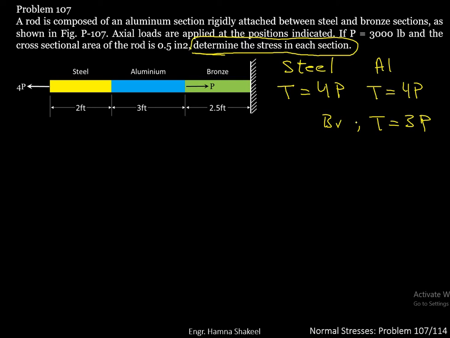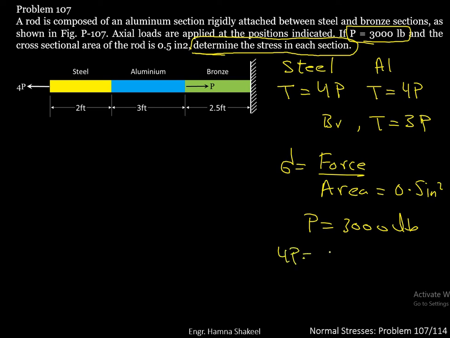So we have got the forces in each section, and to find the stresses, you can use the formula stress is equal to force per unit area. The area of all the sections is the same, equal to 0.5 inch square. So 4p becomes 12,000 pound and 3p becomes 9,000 pound, because p is equal to 3,000 pound as given in the problem statement.